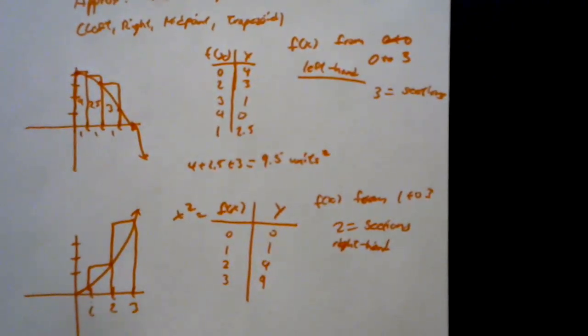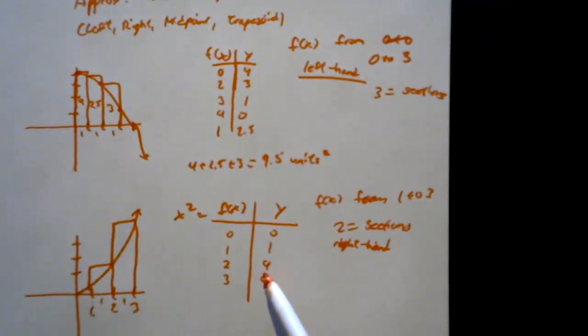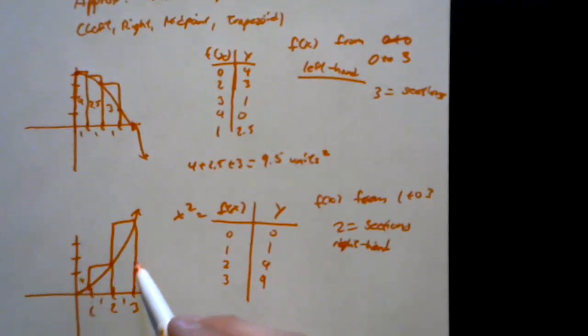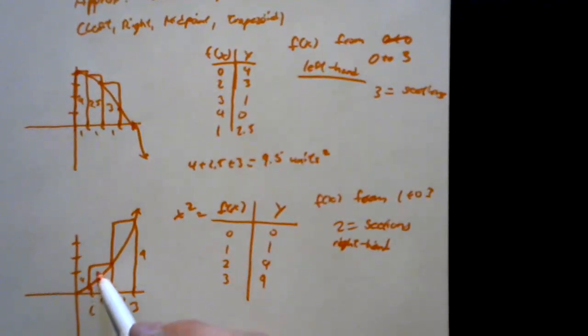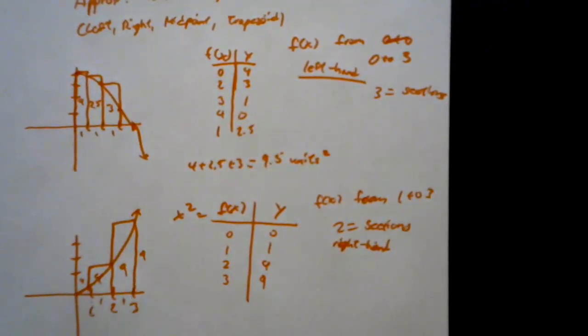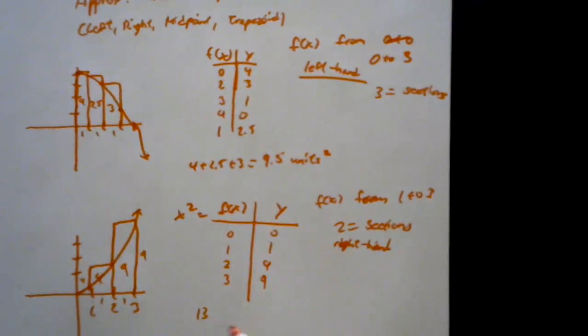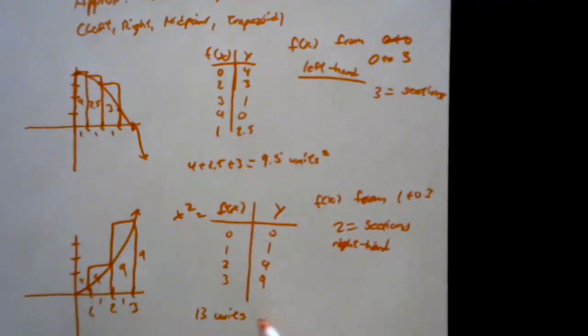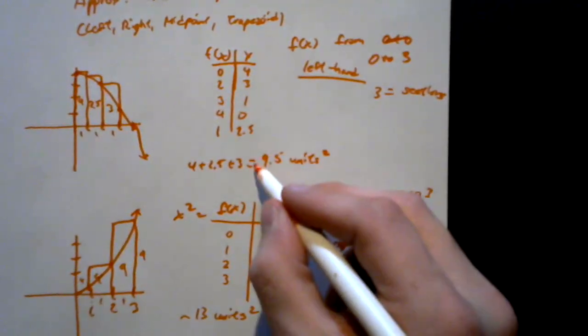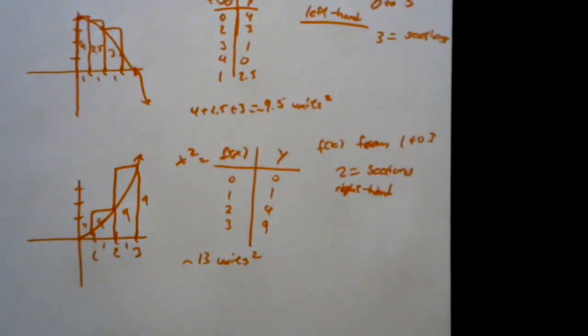So knowing that, this has a base of 1 on all of these, and the height of 4 and 9. 4 times 1 is 4. 9. 4 plus 9 is 13 units squared, approximately. That'd probably be a good thing to include, is it's an approximate area under that, from that region from 1 to 3, using 2 equal sections of right hand.